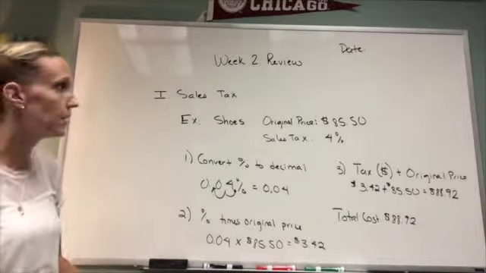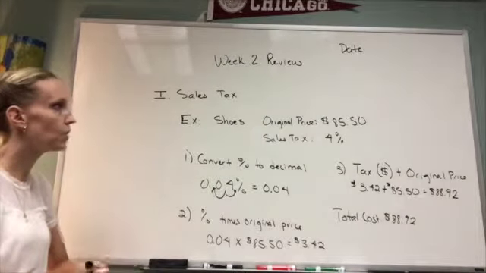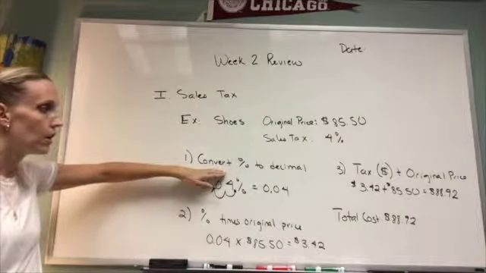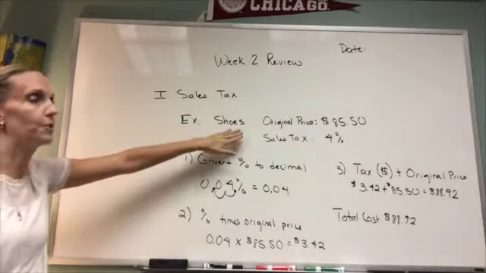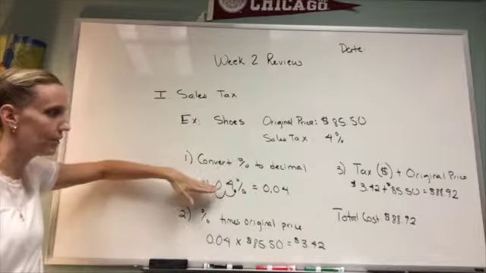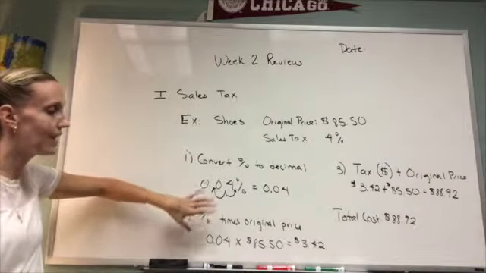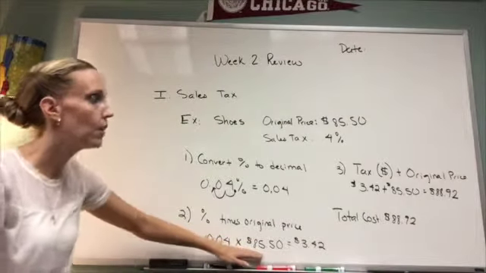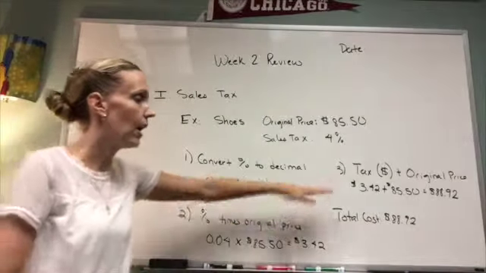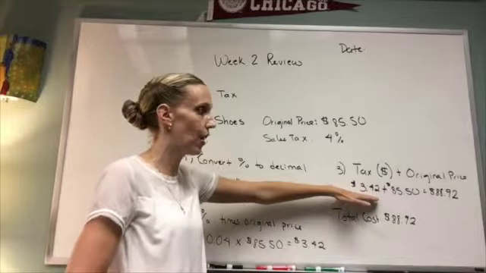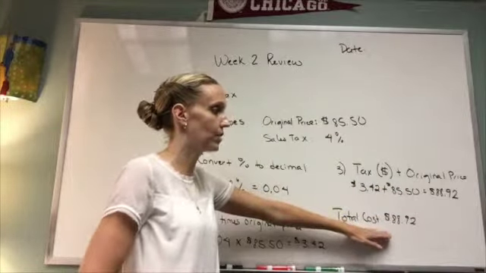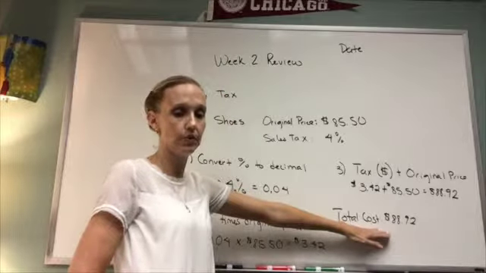So again, to do sales tax, the first thing you do is you convert your percent to a decimal. Then we multiply that decimal by my original price. We get the dollar amount, and we add our tax that's now in dollars to our original price, so that our total cost comes out to $88.92.